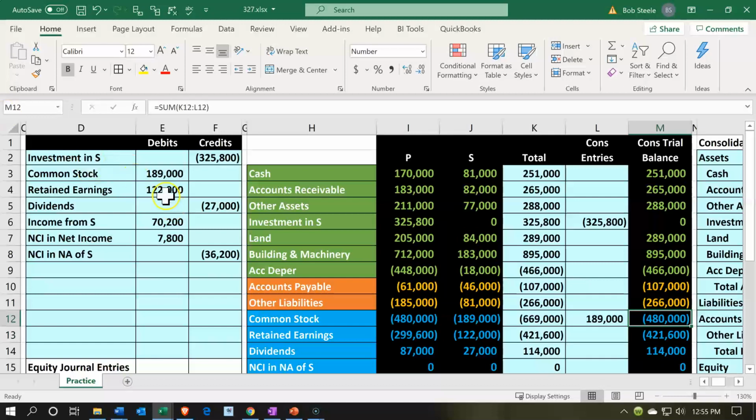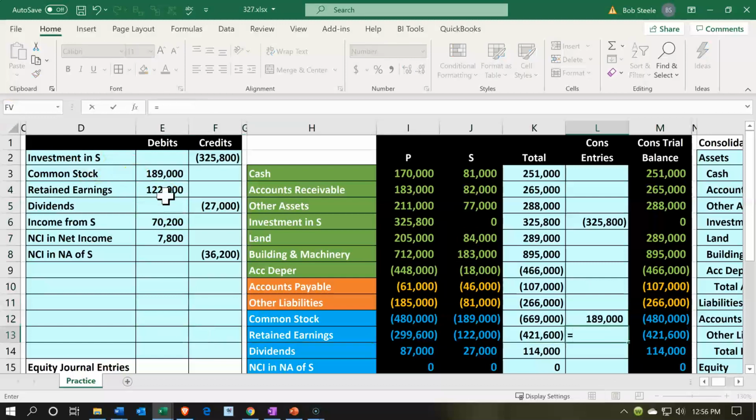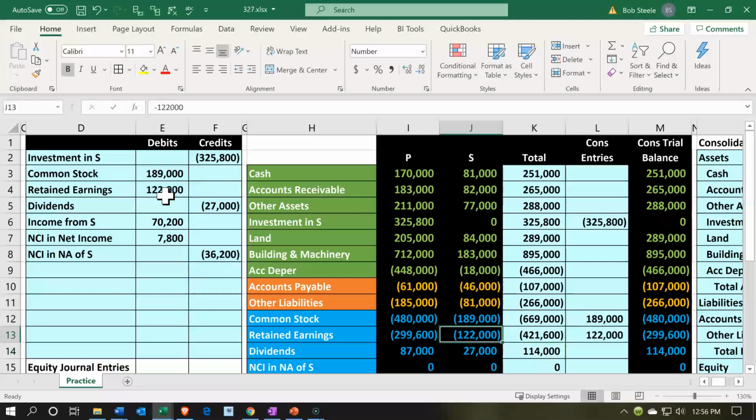We're going to do the same for the retained earnings because this is the first year of operations. Nothing has been posted to retained earnings since that point in time. So we're just going to remove the entire thing here. The 122, so there's the 122, there's P, there's S, there's the total. We removed S, bringing us back down to P's total.